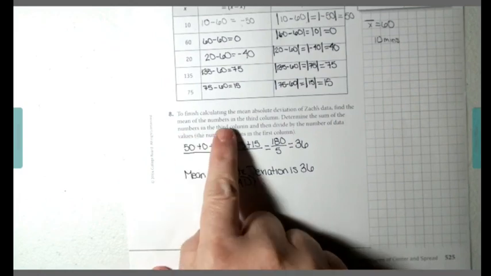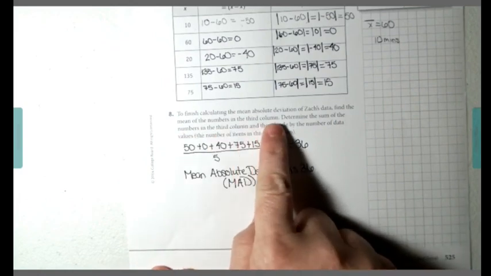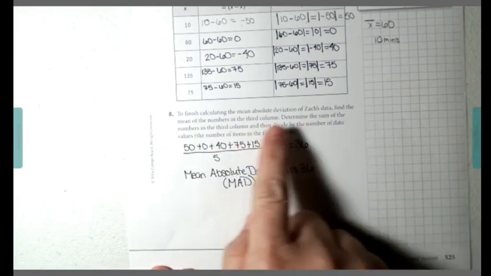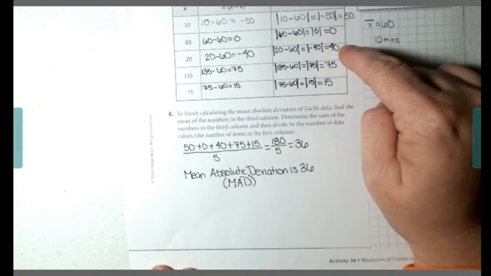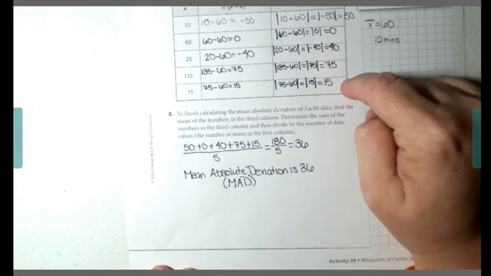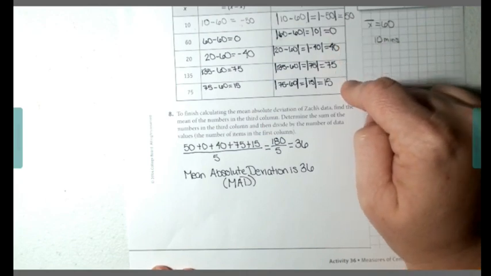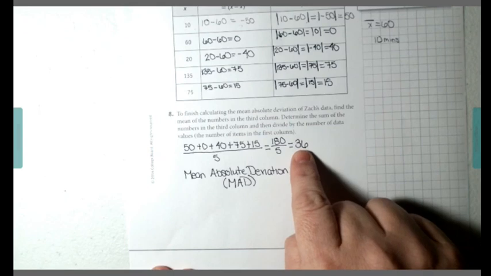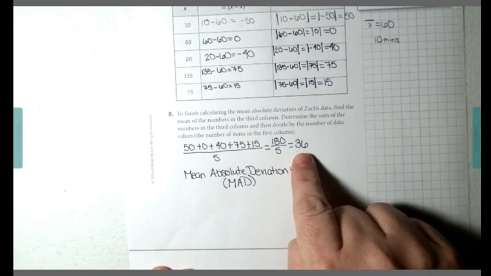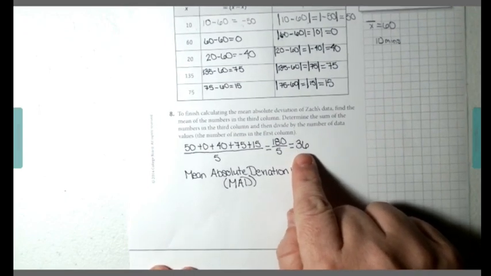In number 8, it says to finish calculating the mean absolute deviation of Zack's data, find the mean of the numbers in this third column. So I took 50 plus 0 plus 40 plus 75 plus 15. It gave me 180. And there were 5 different set of values here. So I divided by 5. So my mean absolute deviation is 36, or you'll commonly hear it heard as MAD.